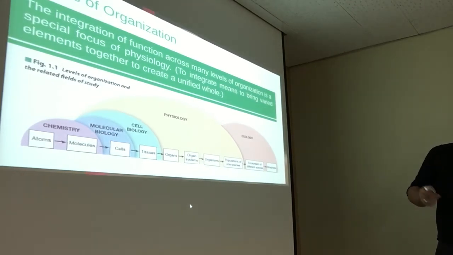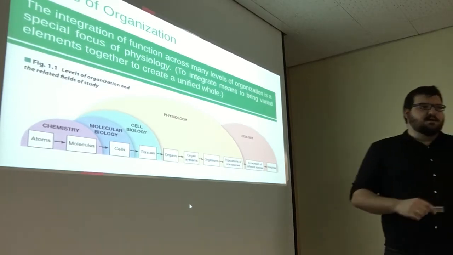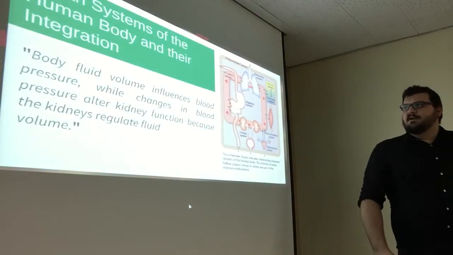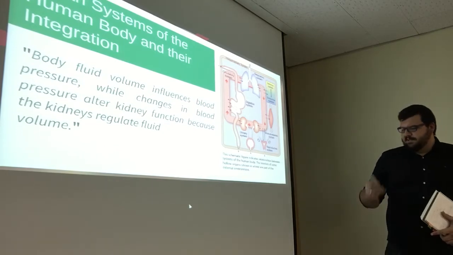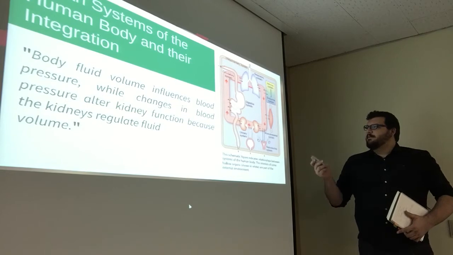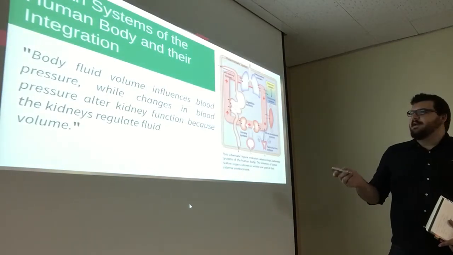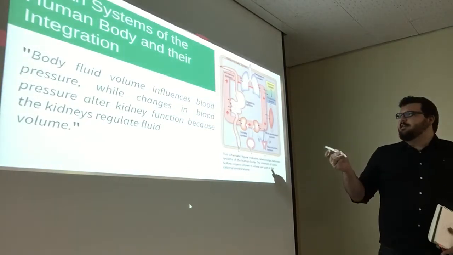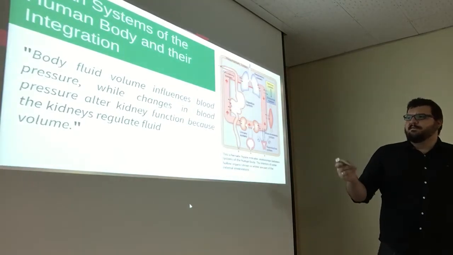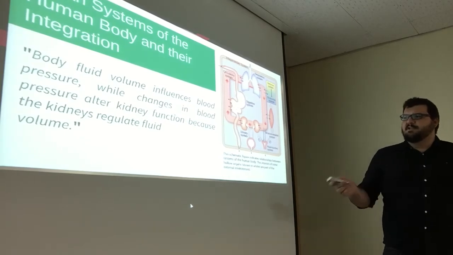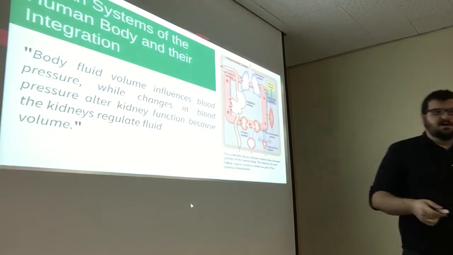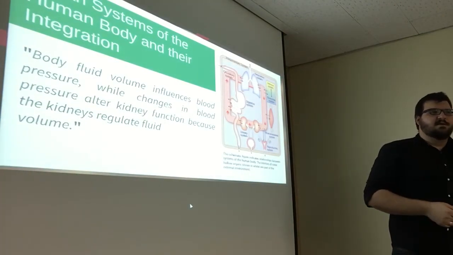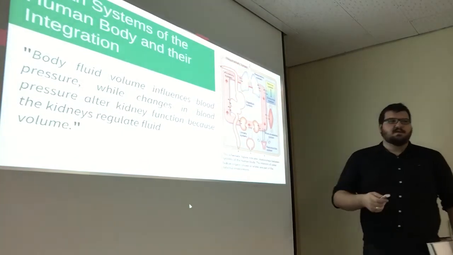As they say, the integration of function across many levels of organization is a special focus of physiology. It means to integrate everything to work together and to generate data. It's about organ systems in the human body and their integration. For example, here we have a schematic figure showing some systems of the body, the big ones. And the interesting thing is that if something occurs in one of the systems, it can affect other systems in the body. So, for example, body fluid volume influences blood pressure, while changes in blood pressure alter kidney function because the kidney regulates fluid. It means that if something occurs in your blood pressure, there's a consequence in other parts of your body. So everything is interconnected to work together for better function.